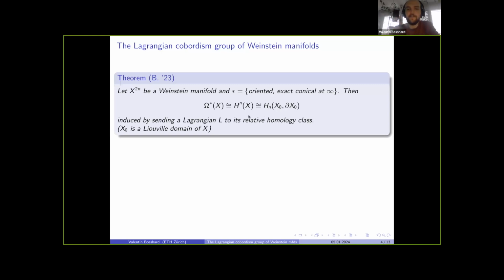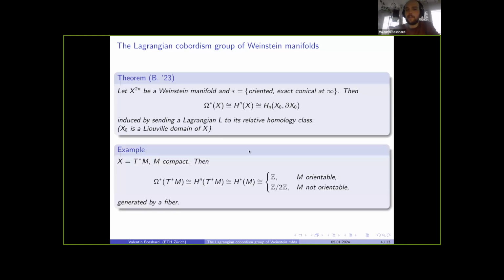What is this identification, this isomorphism? It takes a Lagrangian submanifold and sends it to its relative cohomology class. I mean, to each Lagrangian submanifold, you can associate just the induced relative cohomology class. Let's see an example.